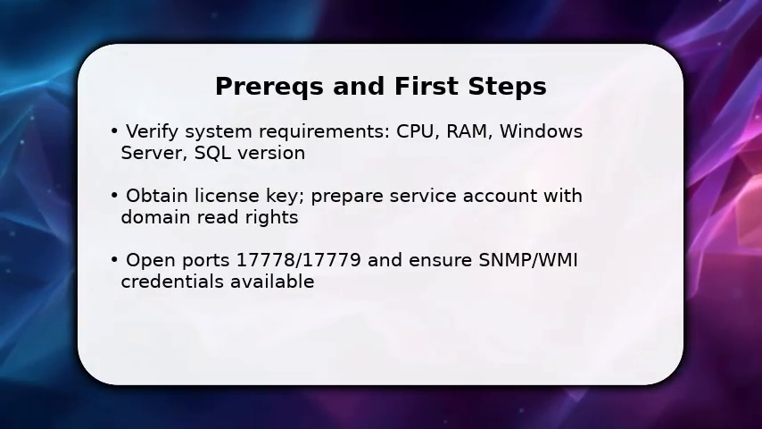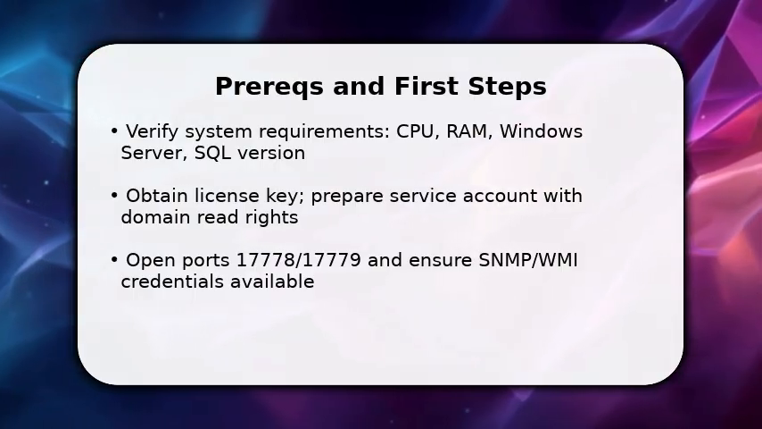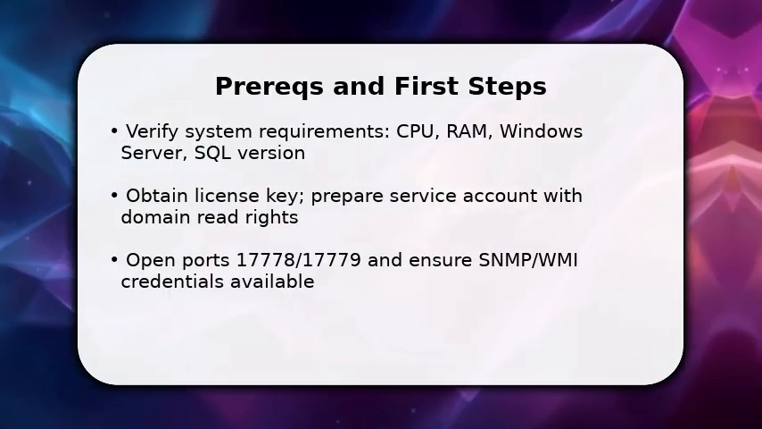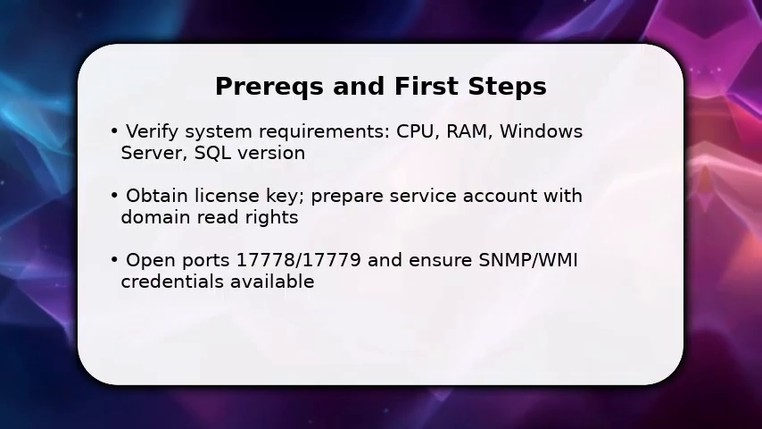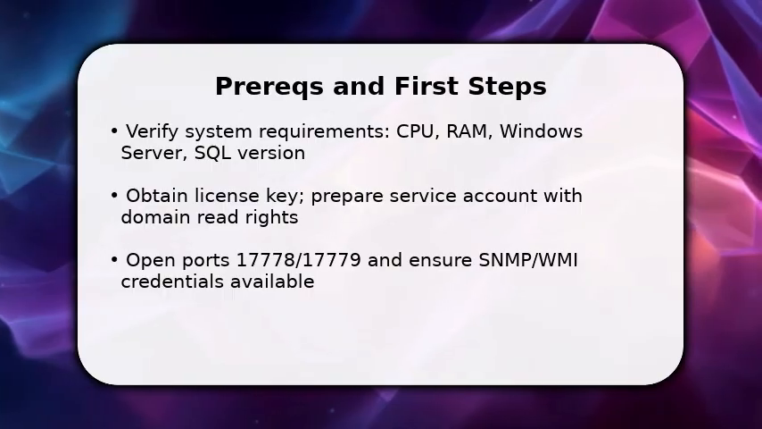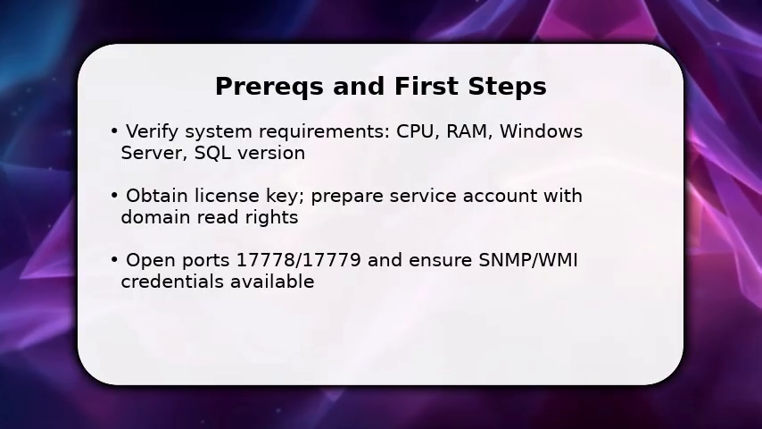You start by confirming prerequisites and getting immediate wins. Install SQL and a supported Windows server, and create the SolarWinds service account so polling can begin. Next, apply your license key and ensure SNMP and WMI credentials are ready. This lets SolarWinds query devices without interruption.